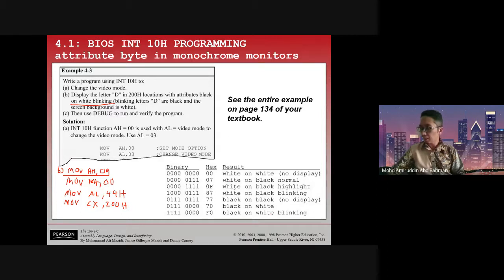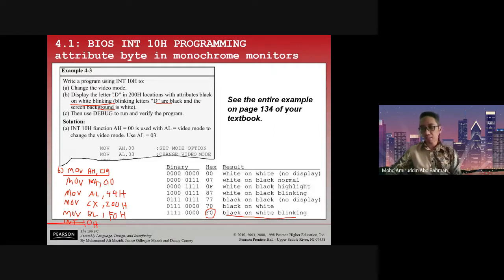So you nak mana? Yang ni kan, black on white blinking. So you nak color dia tu black, you punya character tu color black on white. And then blinking. So you punya character color black, and then the screen background is white, and then black tu blinking lah. So you nak F0. So you set this one onto BL, move BL, F0H, and then lastly put the interrupt, INT 10. So ni you punya ni lah. Cara you nak display dekat the letter D.